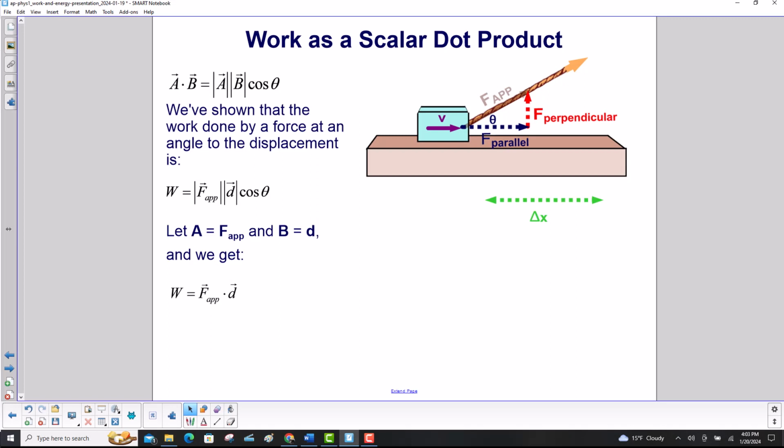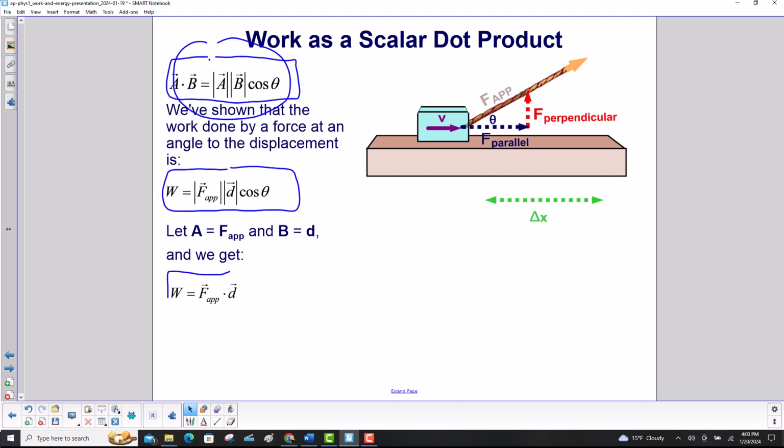Let's apply this to work now. We've got our general formula for dot products. We've also shown that work done by a force at an angle to the displacement is the magnitude of the applied force times the displacement times cosine theta. So let's replace A with F_AP in our equation here, and B with d, and we get work is the applied force dot d, and both of those on the right side are vectors, and work is a scalar.